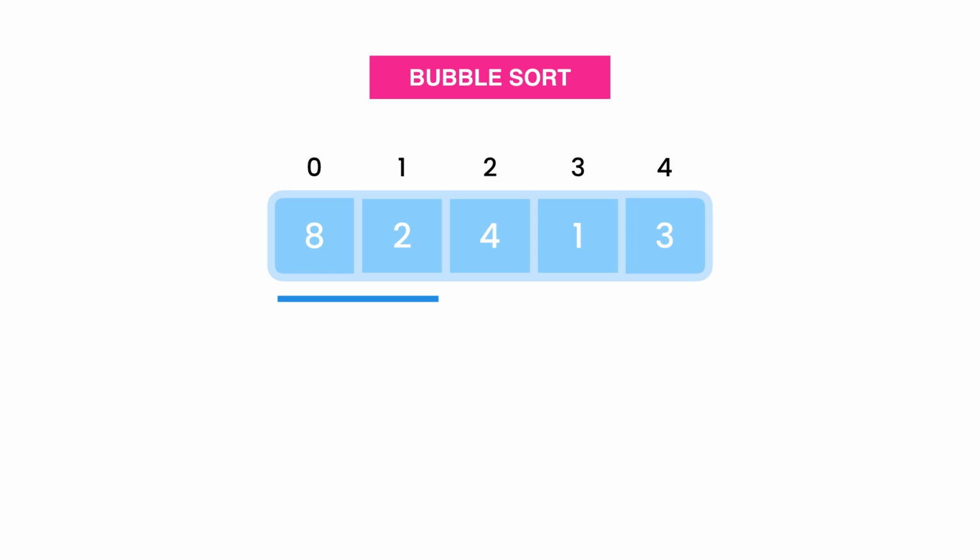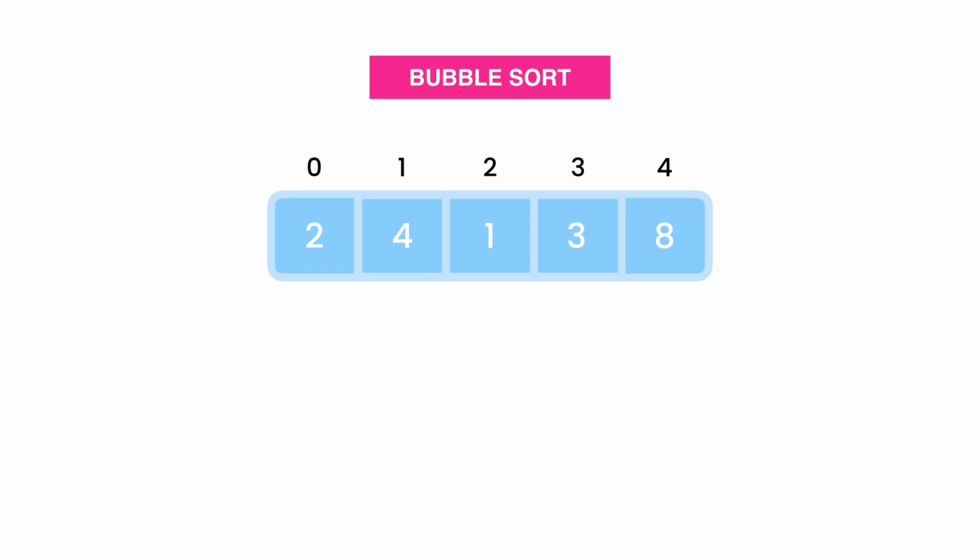If the right item is smaller than the left item, we swap them because we want to sort this array in ascending order. So here, 2 is smaller than 8, and we have to swap them. Now we compare the items at index 1 and 2. Again, the right item is smaller, so we have to swap these items as well. One more time. Again, we have to swap these items. And one last time. Okay, this was our first iteration, or first pass.